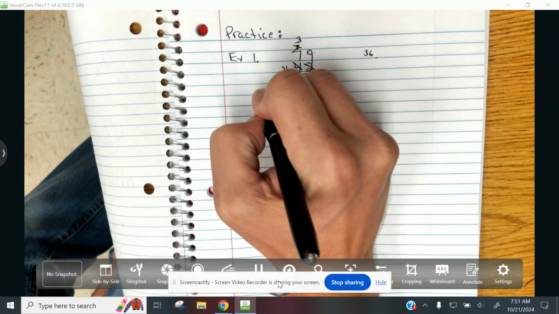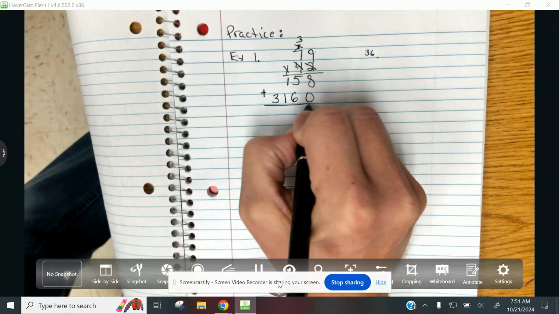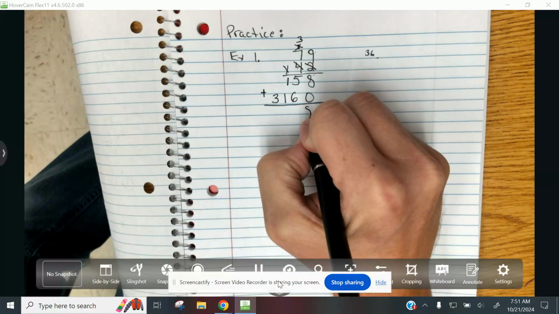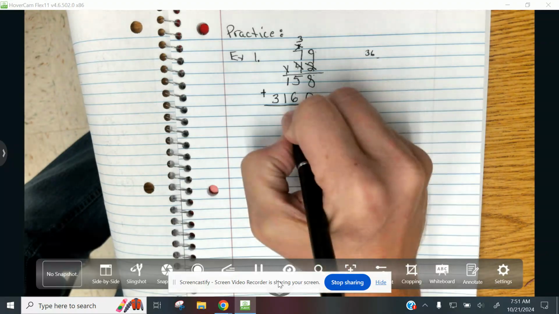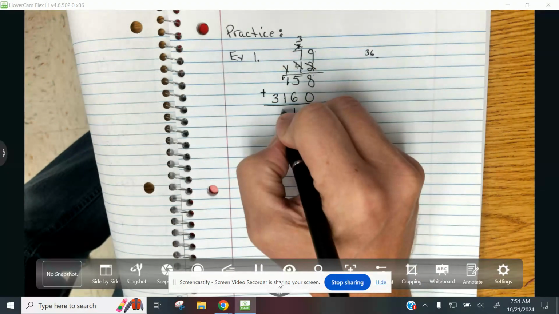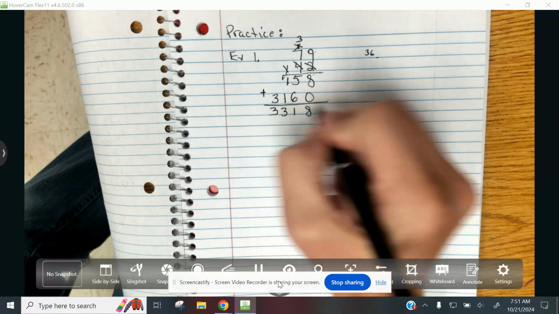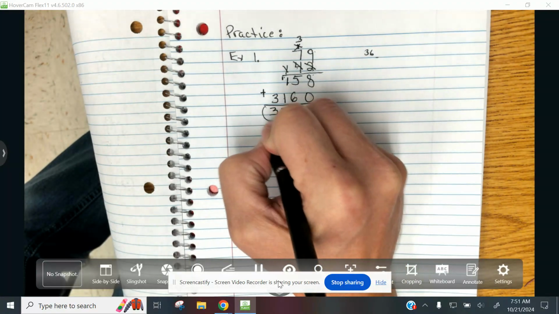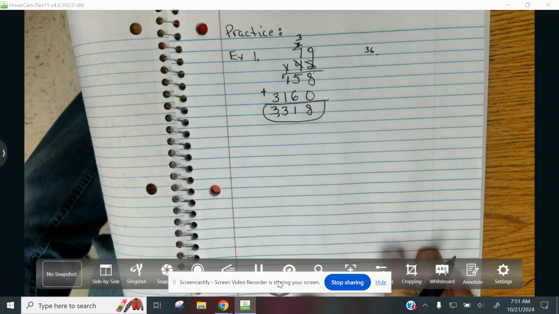The last step is going to be step 4, which was add. 8 plus 0 is 8. 6 plus 5 is 11. So 1, regroup your 1. 1, 2, 3. And then 3 plus nothing is 3. Now you put in your comma, and that would be your answer.